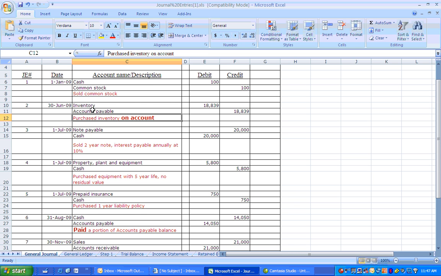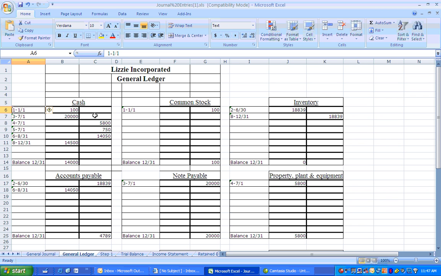Both of those get posted through to the general ledger. There's inventory, the debit, the journal entry number 2 on June 30th. And over here in accounts payable, journal entry number 2, June 30th, $18,839. Again, we could prepare a trial balance at this point and prepare all of our financial statements because our debits equal our credits.